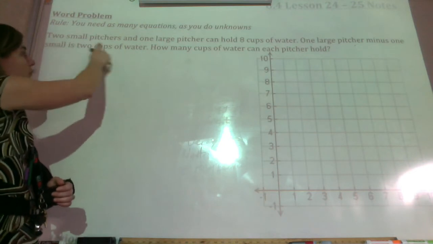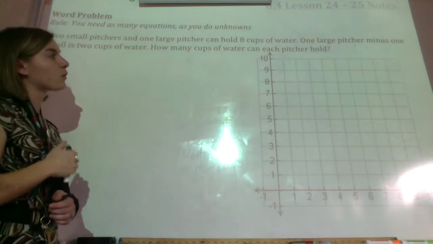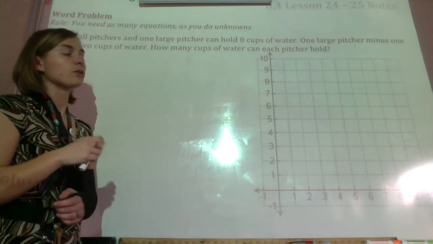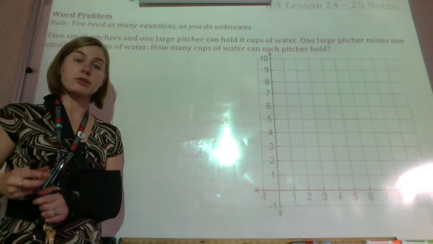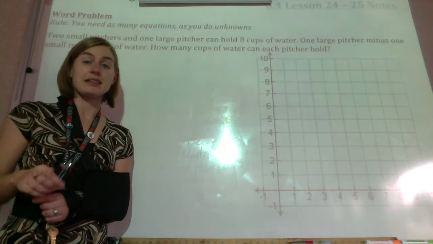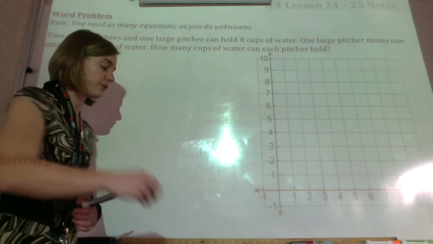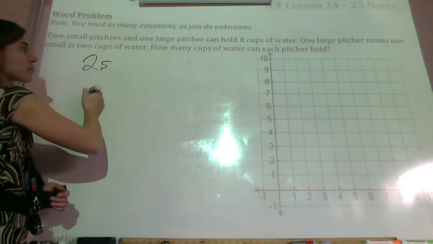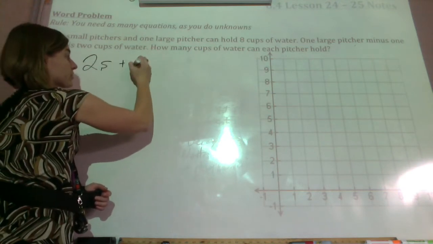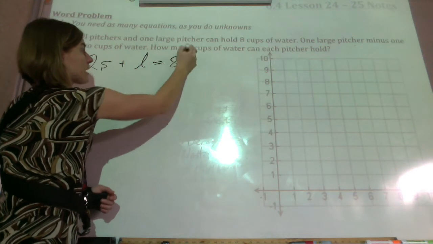2 small pitchers and 1 large pitcher can hold 8 cups of water. Ooh, that already tells me something. It's telling me that we have 2 small pitchers and 1 large pitcher. If you add together what's in it, it's going to be 8 cups. So we can write an equation from that. So 2 small pitchers, so maybe I want to put an S, plus 1 large pitcher equals 8 cups.